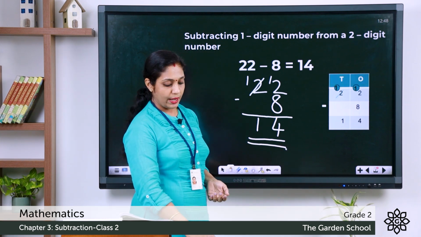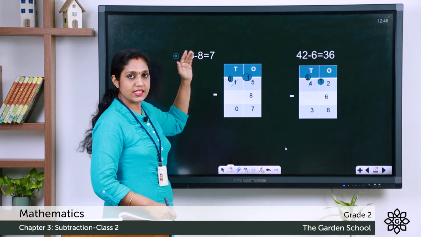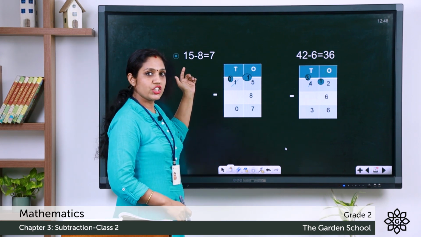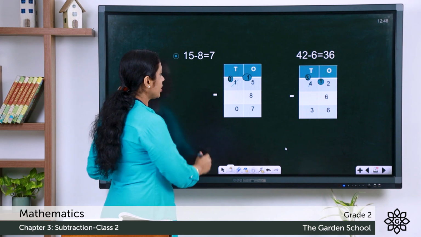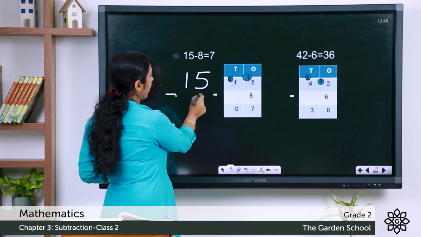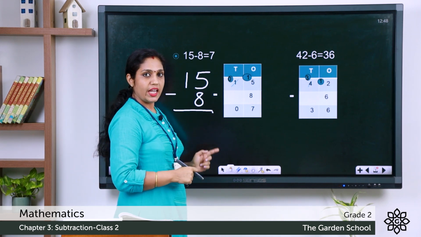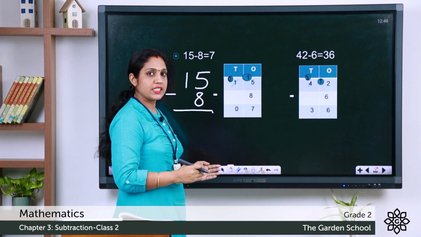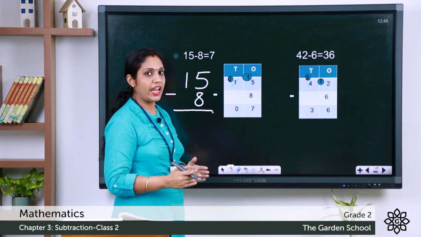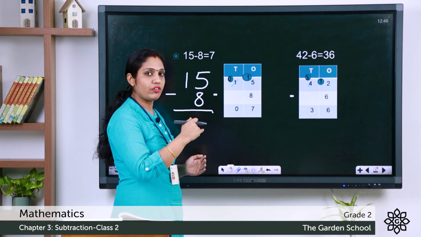Let's take another example. Here we have 15 minus 8. 15 is a two-digit number. 8 is a one-digit number. 8 we have to write under the ones place. 5 minus 8. So which number is greater? Is 5 greater or 8 greater? 8 is greater. So we cannot subtract 8 from 5.